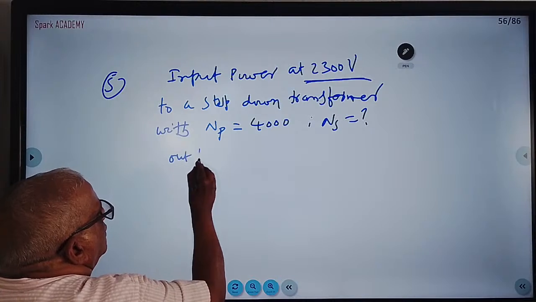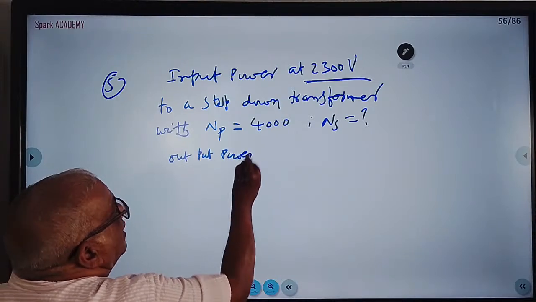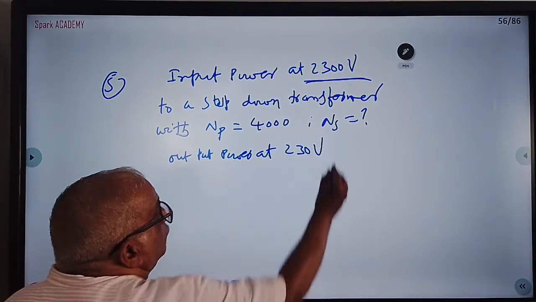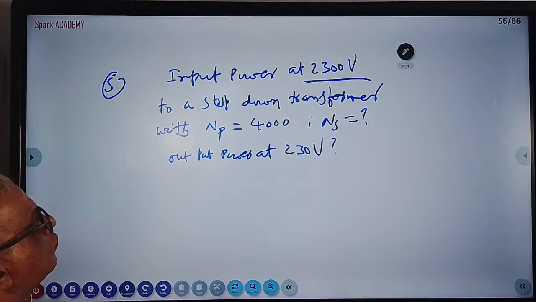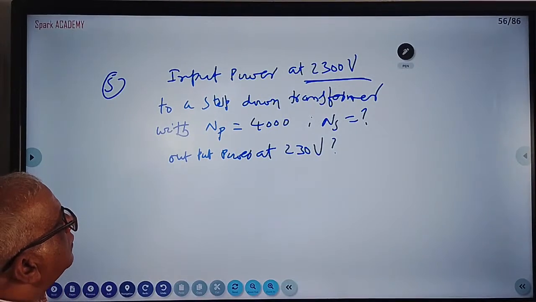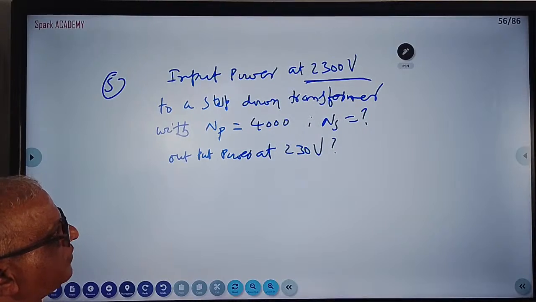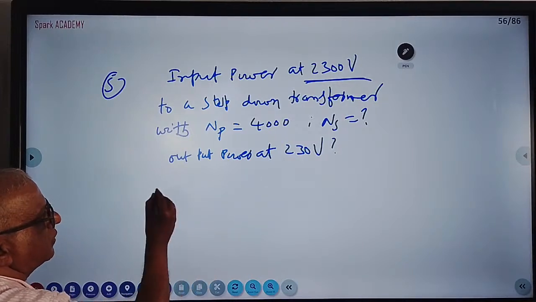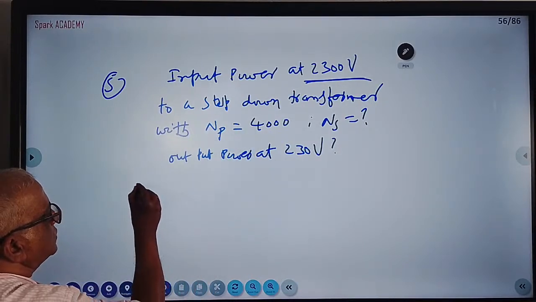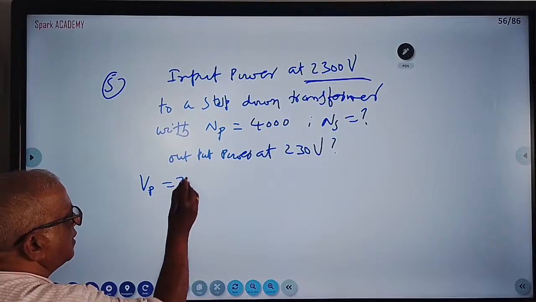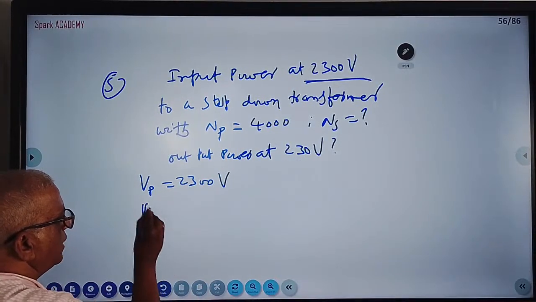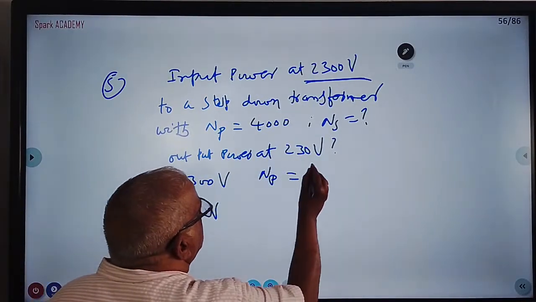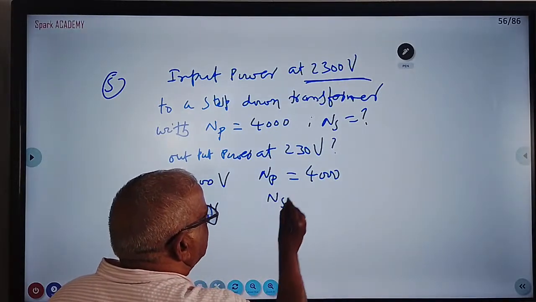Output power at 230 volts. This is the question. Input at 2300 volts to a step down transformer with 4000 turns in the primary; how many turns in the secondary for output at 230 volts? Voltage in primary is 2300 volts, voltage in secondary is 230 volts, number of turns in primary is 4000, and the number of turns in secondary is what is asked.